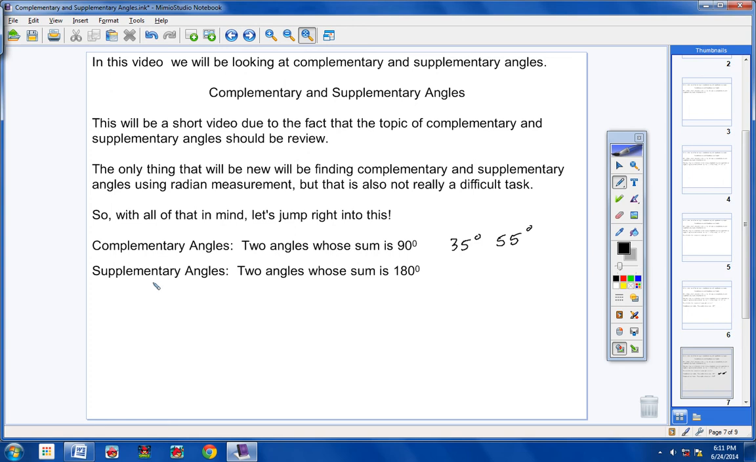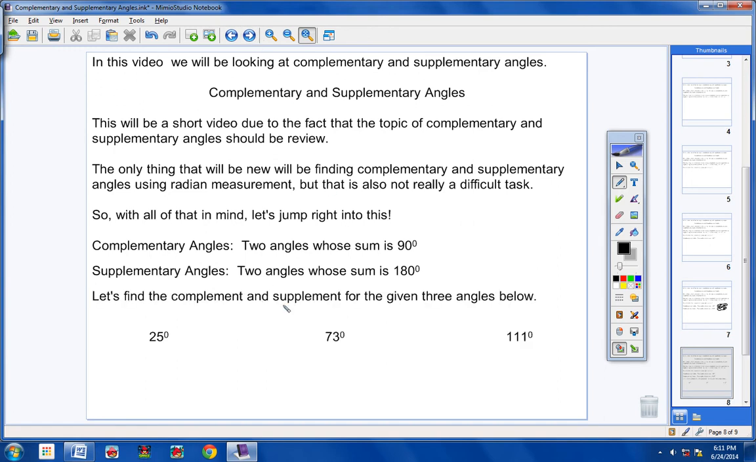Now, the definition of supplementary angles is two angles whose sum is 180. So an example of this would be an angle that is 95 degrees and an angle that is 85 degrees. We would say these two angles here are supplementary. Okay, so these two angles here I'm circling right now are complementary. Their sum is 90, and these two angles here are supplementary because their sum is 180. Of course, sum means you're adding. So if you add these two angles together, you will get 90. If you add these two angles together, you will get 180.